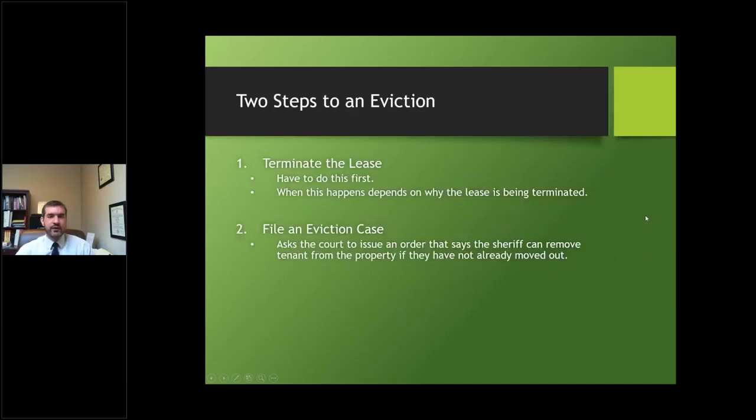Eviction is really a two-step process. You can think about it: first, the landlord has to end the lease or terminate the lease. Then, if possession has not been granted at the end of the lease term, or when the lease is terminated, if the tenant does not vacate the property voluntarily, then the landlord files an eviction action to regain possession of the property. But you always have to terminate the lease first.